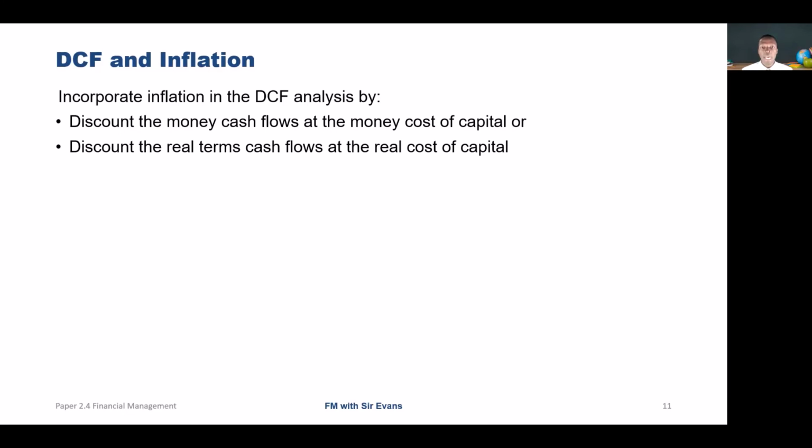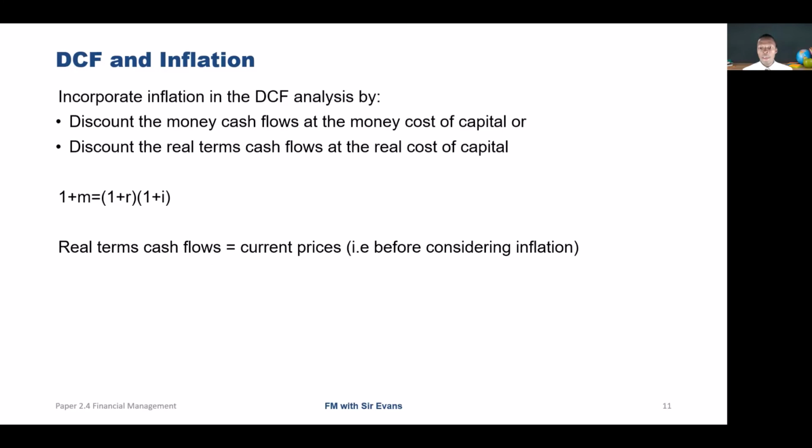If our cash flows are money cash flows, then we need to have a money cost of capital. This formula will help us to do that conversion. So when we say real terms, what are the real terms? Real term cash flows are what an item would cost or be sold for at current prices. So before considering inflation, what are the current prices that the particular item will be sold or bought for?